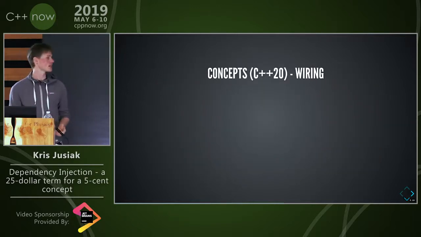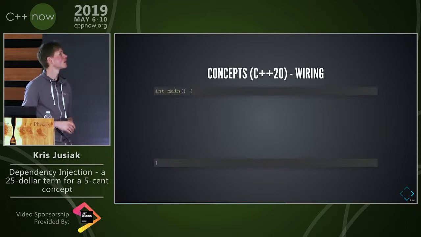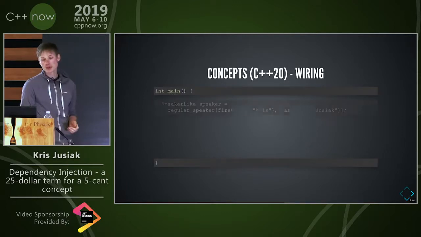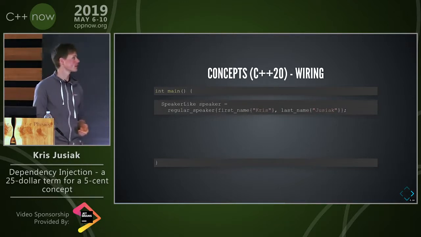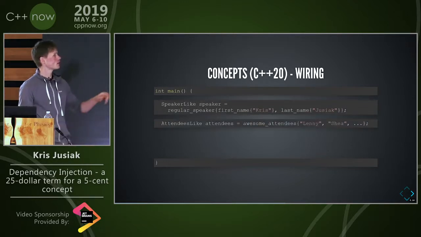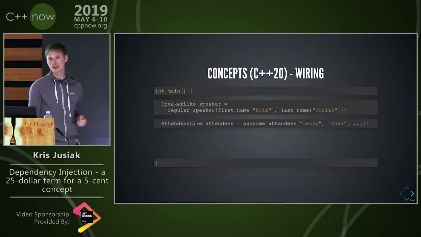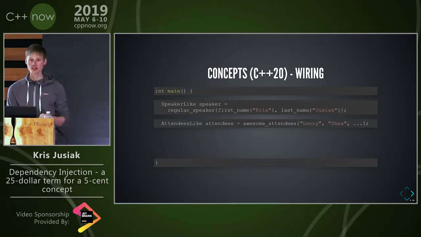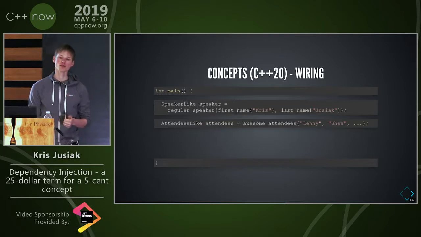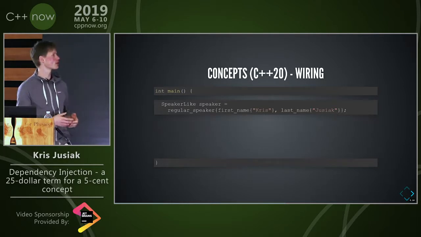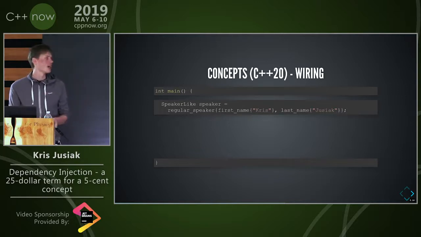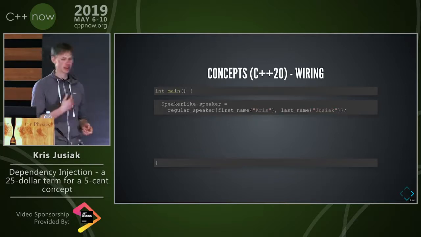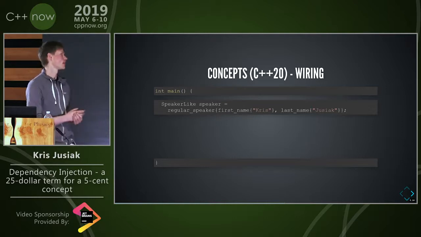So what about the wiring of it? It's basically the same as before. We have the speaker, which we have to create. And you notice here that the speaker-like is a concept. Before we would say auto, and auto is considered the weakest concept you can have, which doesn't have any requirements. And the speaker-like would be a concept which has to have the talk method available for us.